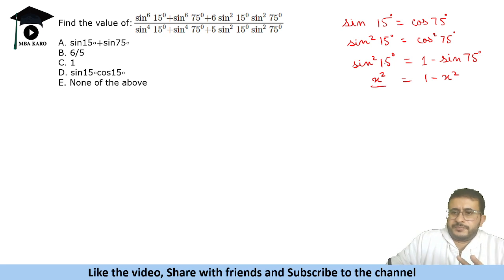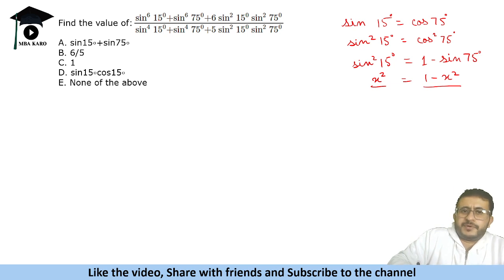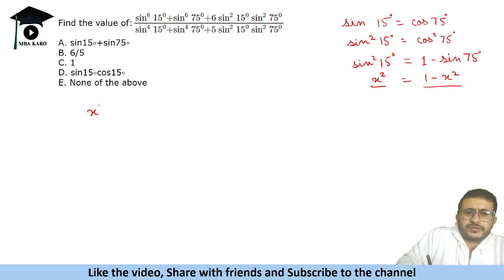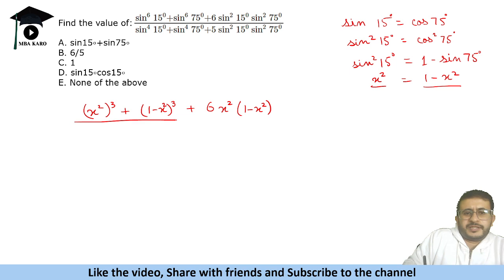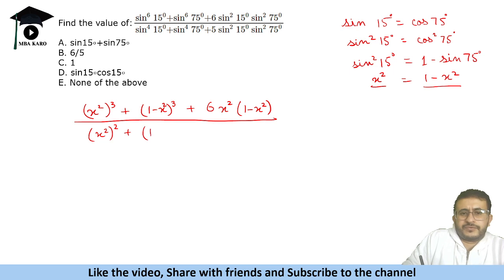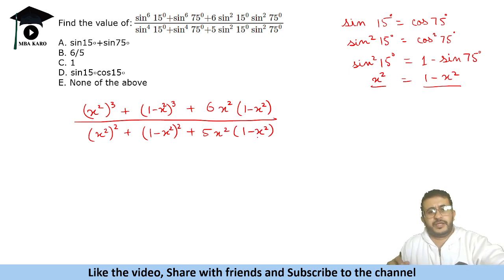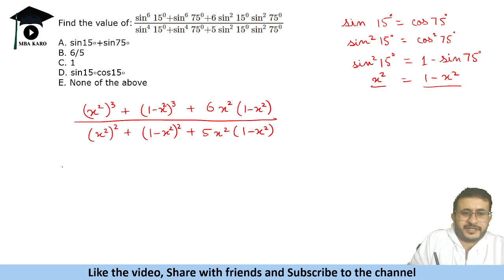So let us put sine square 15 as x square. This will be 1 minus x square. Now sine raised to the power 6 of 15 degrees is x square whole cube plus 1 minus x square whole cube plus 6 sine square 15, that is x square, times 1 minus x square. Okay, similarly here we have sine raised to the power 4 of 15, that is x square whole square plus 1 minus x square whole square plus 5 times x square times 1 minus x square. Okay, let us do that algebra that we used to do, expanding the brackets and finding it.